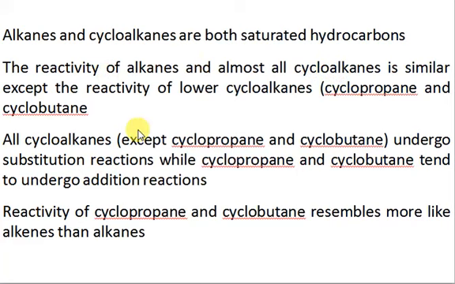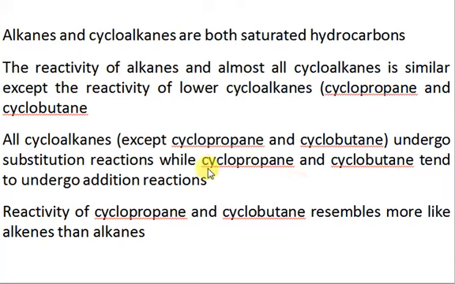The reactivity of cyclopropane and cyclobutane is different from almost all of the cycloalkanes and the alkanes. Why are we saying that? Because all alkanes undergo substitution reactions, so they get a hydrogen substituted by some other group, but cyclopropane and cyclobutane tend to undergo addition reactions. And when they undergo addition reactions, they undergo ring opening. You have seen the addition reactions of cyclopropane with bromine, and you have seen the addition reactions of cyclobutane with bromine as well, and some other reagents as well.